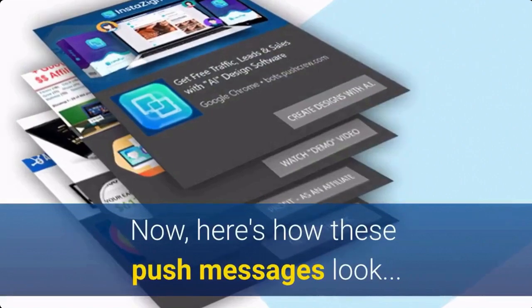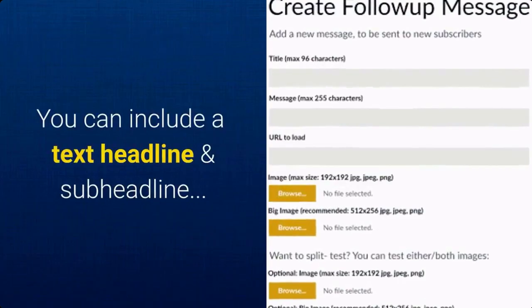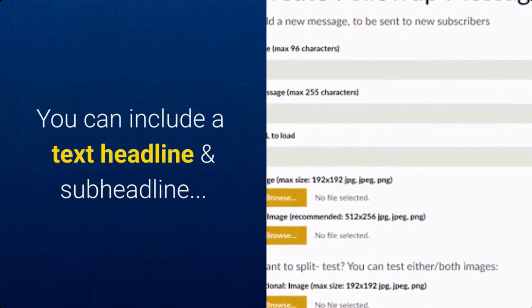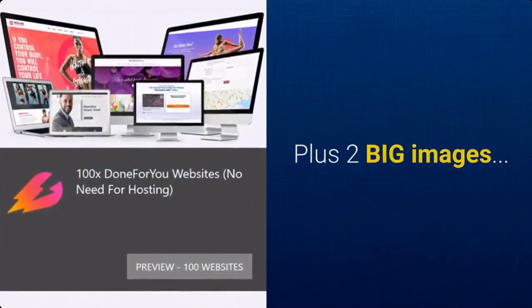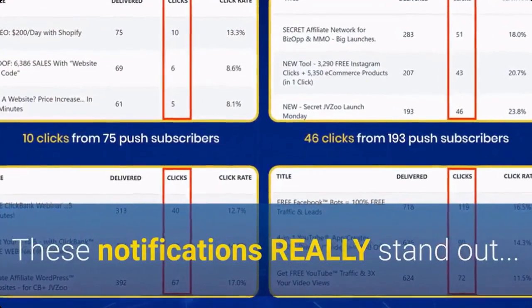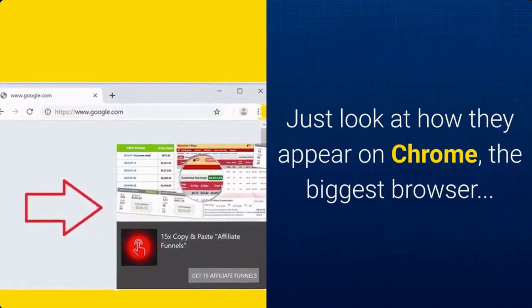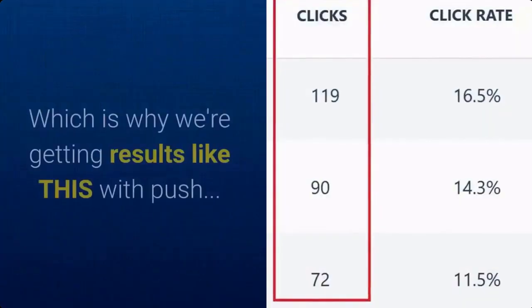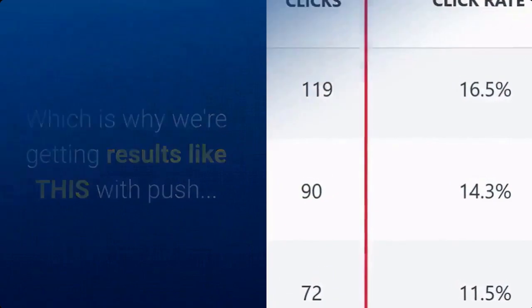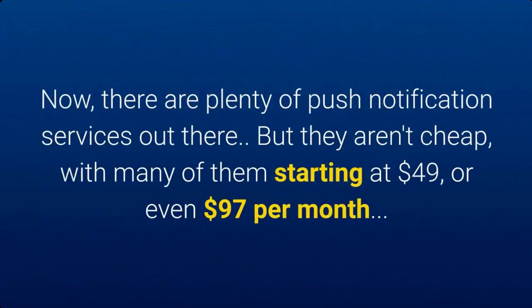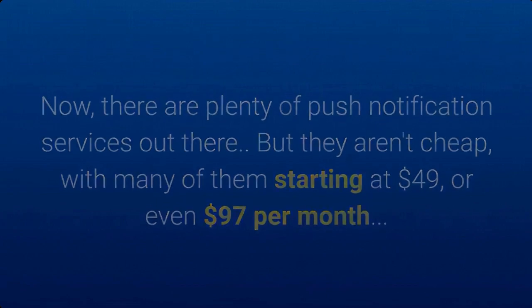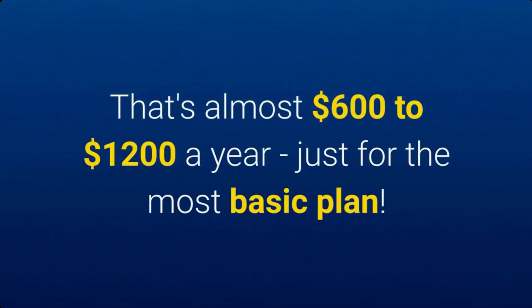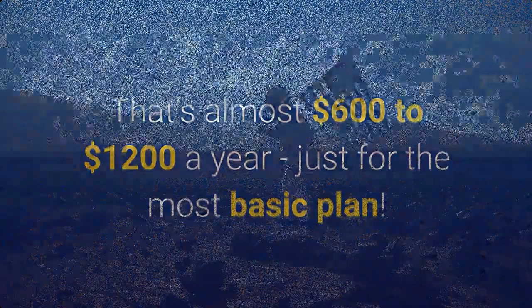Now, here's how these push messages look. Pretty cool, right? You can include a text headline and subheadline, plus 2 big images. These notifications really stand out. Just look at how they appear on Chrome, the biggest browser. They literally pop up and take half the screen, which is why we're getting results like this with Push. Now, there are plenty of push notification services out there, but they aren't cheap, with many of them starting at $49 or even $97 per month. That's almost $600 to $1,200 a year just for the most basic plan.